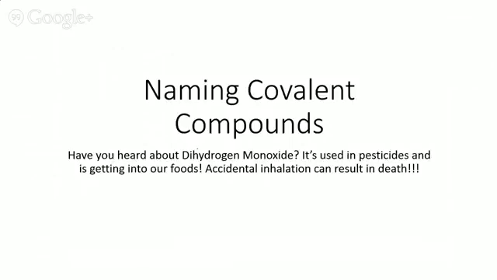Mr. Donnie here, and we're going to look at naming covalent compounds. I don't know if you guys have heard about dihydrogen monoxide. It's used in pesticides, and it's getting into our foods. Accidental inhalation can result in death. All right, and we're going to talk about, well, what the heck is this stuff?